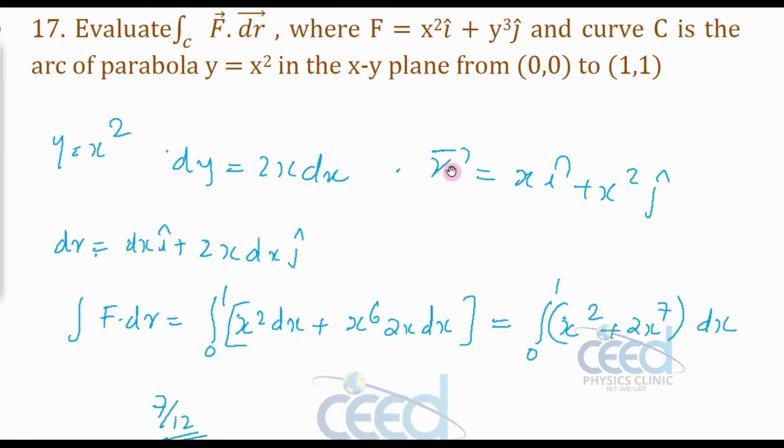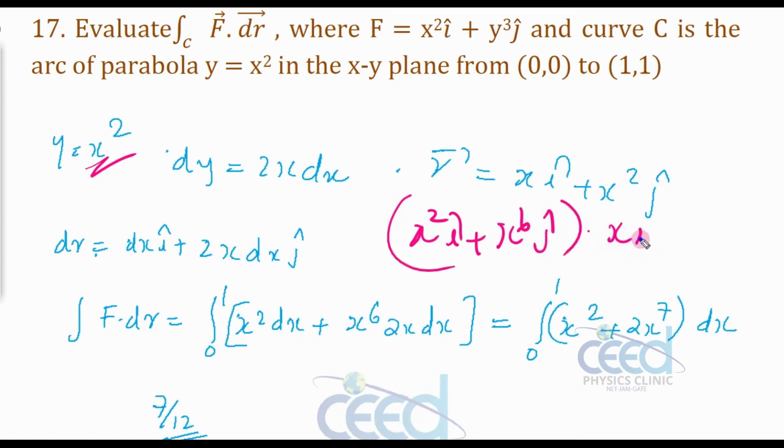So we want to find dr. On differentiation, dr is equal to dx i cap plus, differentiating x square, 2x dx j cap. So F I am going to substitute here, this is our F. That is x square i cap plus y cube j cap, where y is x square, so x square cube is x raised to 6 j cap, dot dr. What is dr? I can substitute, that is dx i cap plus 2x dx j cap.